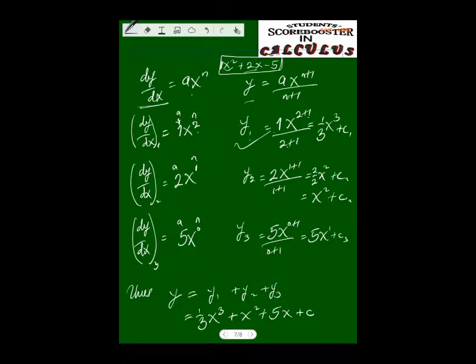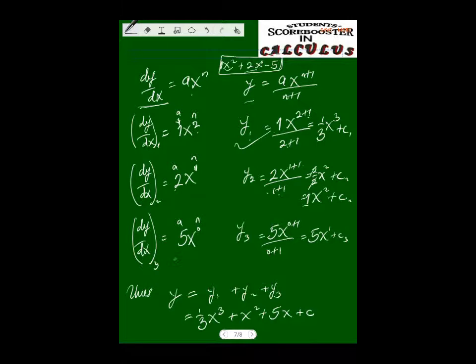Now the second term is 2x. So I will come here, that's dy dx, second term is equal to 2x raised to power 1. Because there is nothing here, it means what is here is 1. Since there is nothing here, you just put 1. So you have 2x raised to power 1. And the answer is going to be 2x raised to 1 plus 1 over 1 plus 1. So that will be 2 over 2 x squared plus c. So 2 cancels 2 here. So you're going to have 1, which you may not write, plus c2.